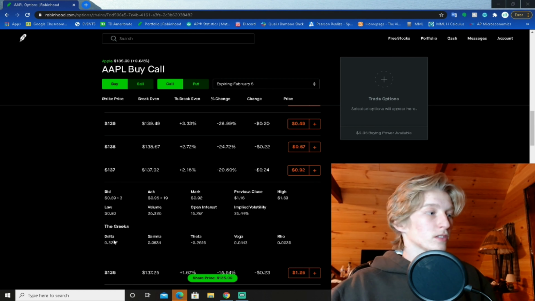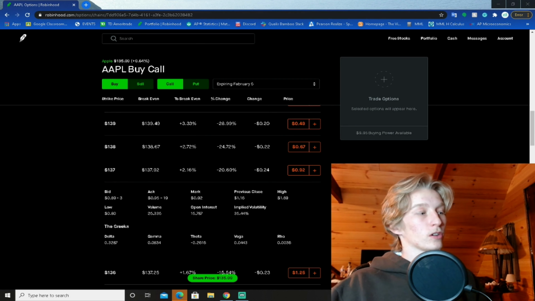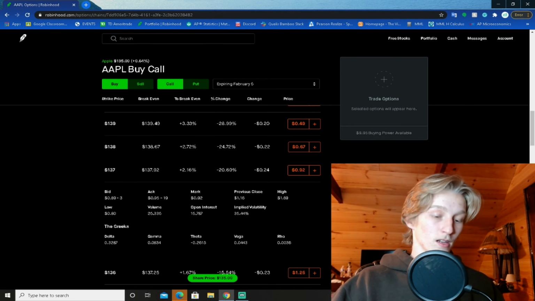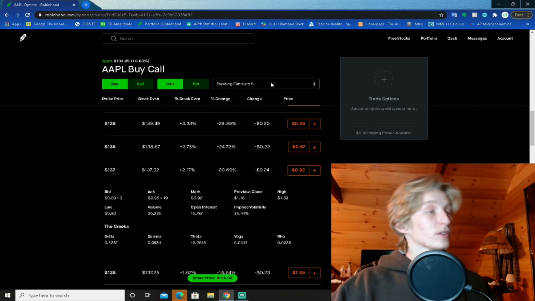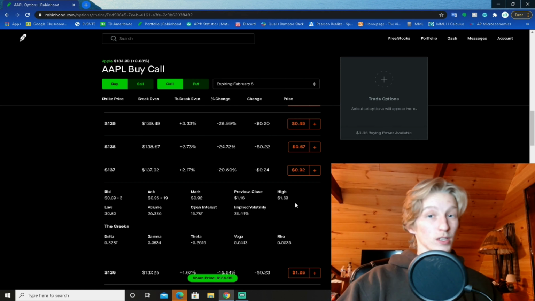So the delta is basically for every dollar that the underlying security moves, that is how much your option will move. So if Apple goes up $1, your option will go up 32 cents per share. Going to skip gamma. I'm going to go straight to theta. Theta, what is that? Theta is time decay. So again, time is very important in these options because as time slowly dwindles down, there's a less likelihood that you will become profitable. And you actually lose value throughout time because of that.